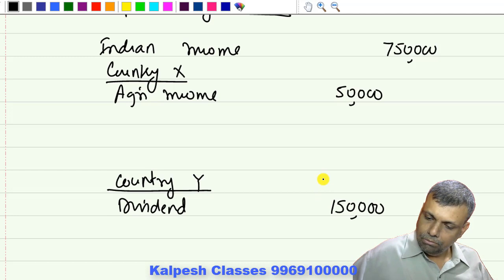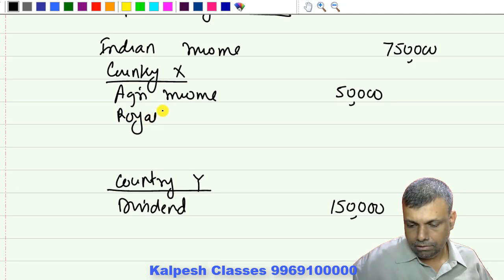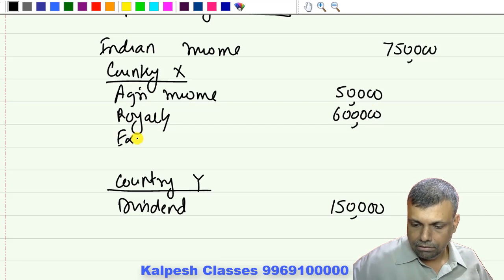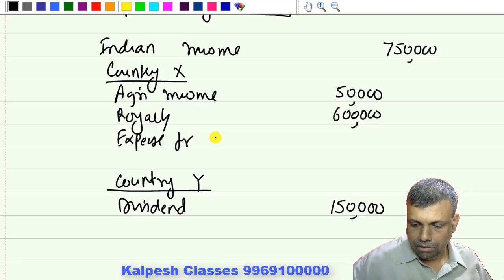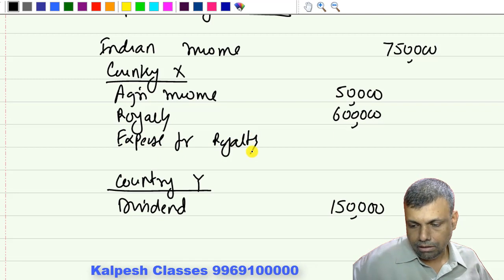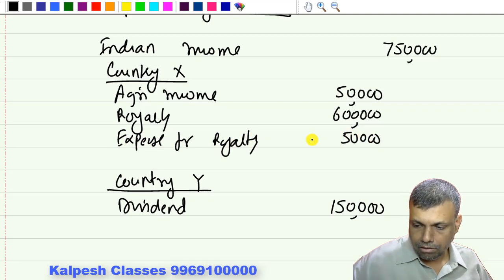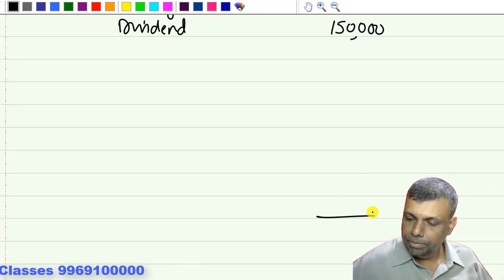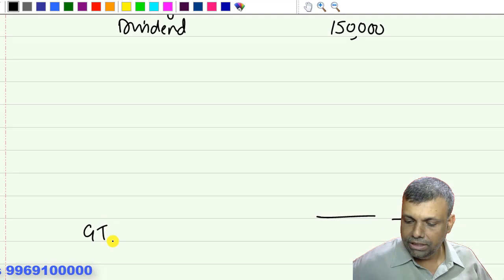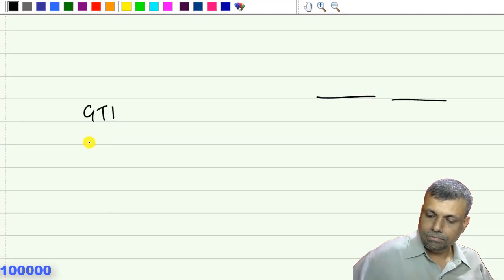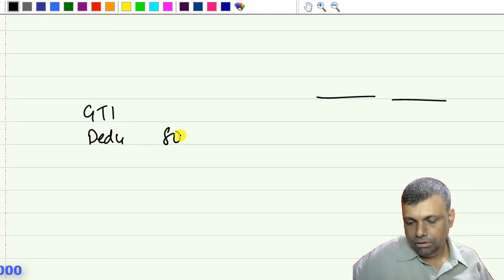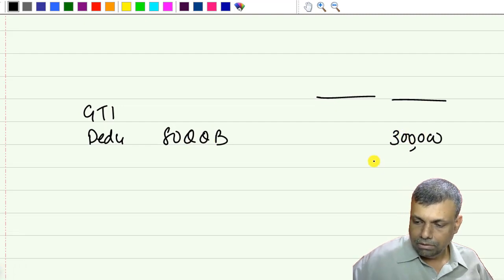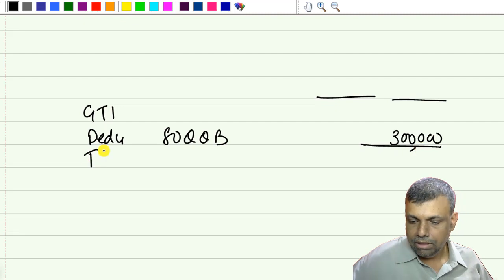So this is from country X, royalty 6 lakhs, expense for royalty 30,000. Okay, I'll leave some space and thereafter I will get GTI, from that deduction under 80QQB, 3 lakhs, and I will get a total income.